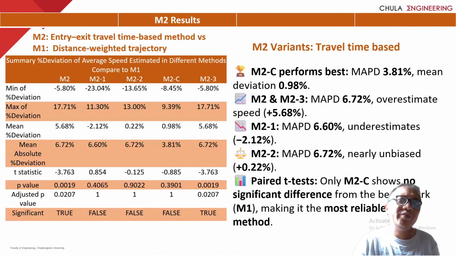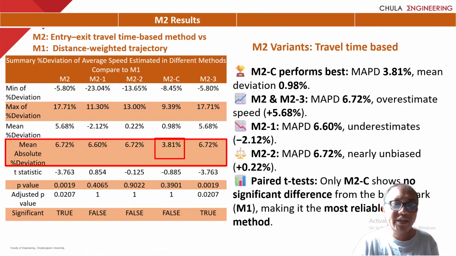If we compare with the M2 result, that is the entry-exit based travel time method with the distance weighted trajectory method, M2C performs best, which has only 3.81% mean absolute percent deviation. M2 and M2C are a little bit overestimated. M21 is underestimated. M22 has less bias, obviously.